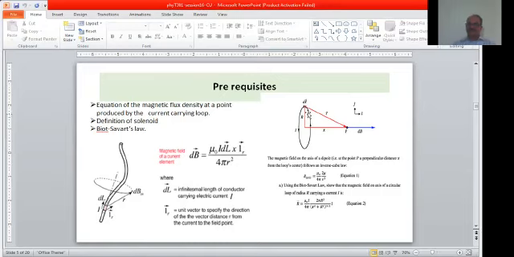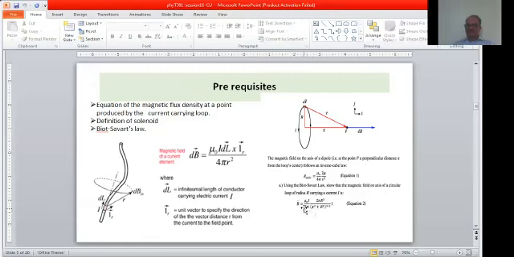Then, to calculate the magnetic field at this point P due to the whole coil or loop, we have to integrate the equation, and we are going to get the result. So these are the results. This is at the center of the loop, and this is the expression for the magnetic field at any point on the axis of the coil. Anywhere you can check this point P, and we can get the magnetic field at that point using this relation.